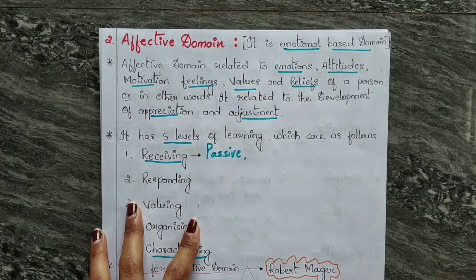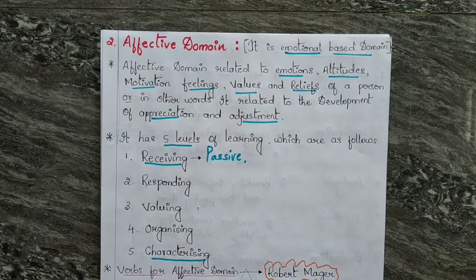The affective domain, as I told, is an emotion-based domain. It relates to the emotions, attitudes, motivation, beliefs, and values of a person or a learner. In other words, we can say it is the development of appreciation, of cherishing new things, and it is about developing adjustment. That's about the affective domain.